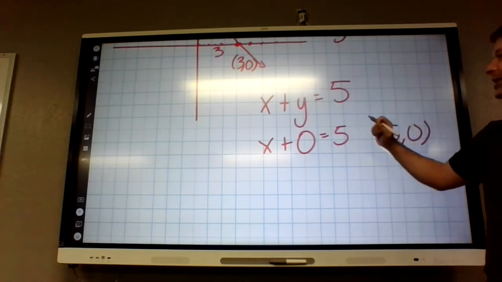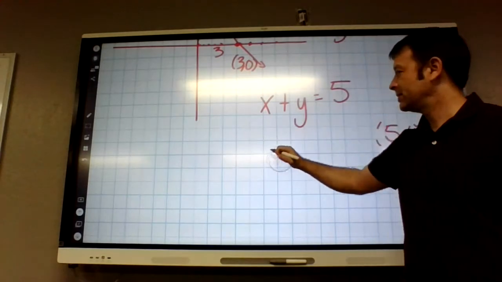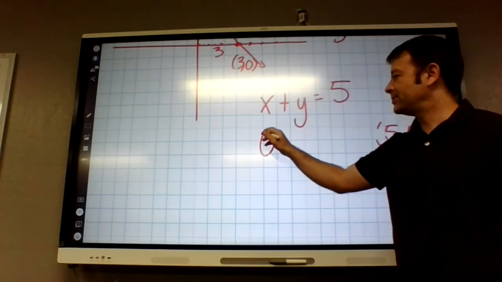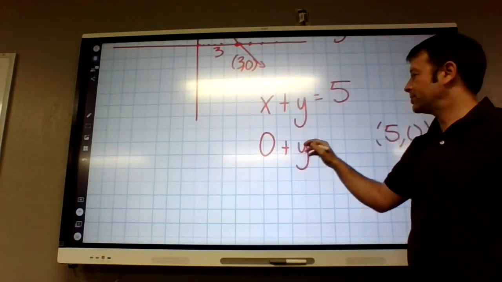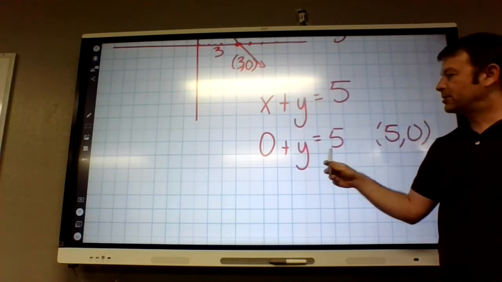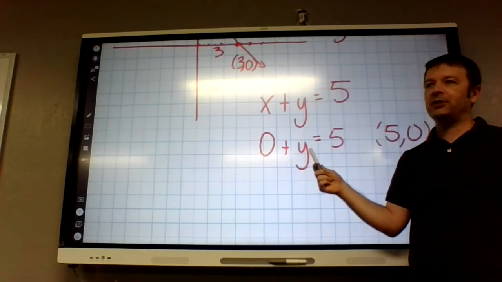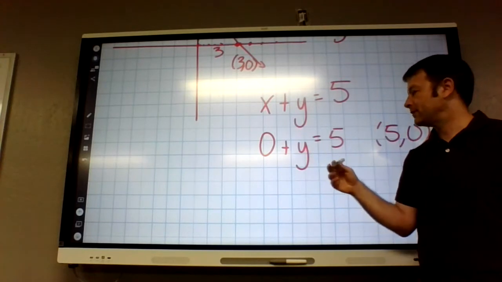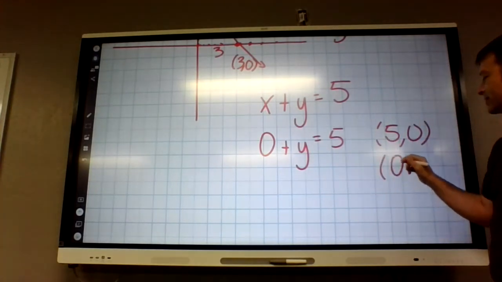Okay, and then for the y-intercept, guess what? Swap it here. You make the x value 0. So 0 plus y equals 5. So when x is 0, what's the y value going to equal? 5. y equals 5. So the y-intercept is at 0, 5.